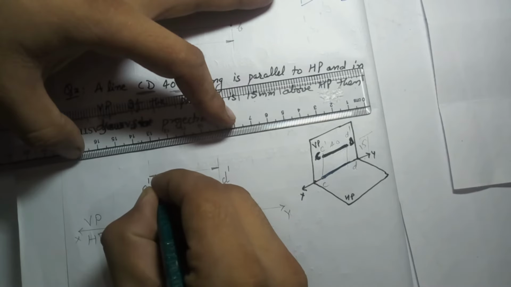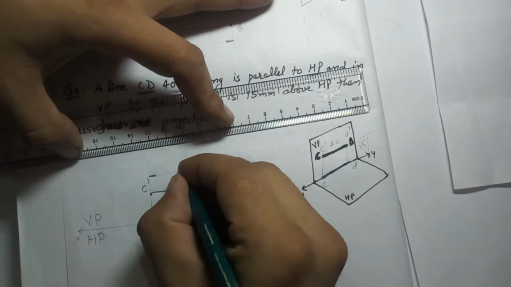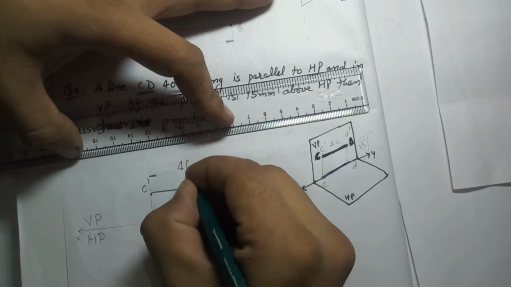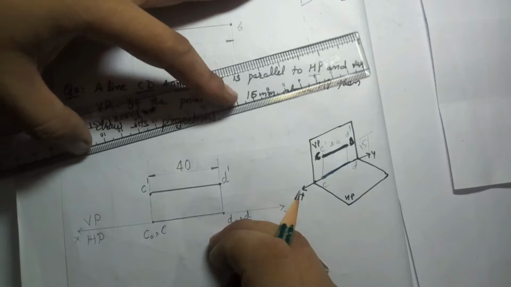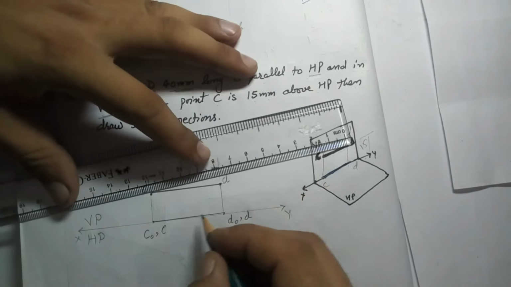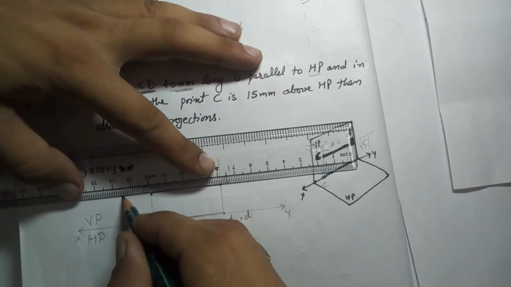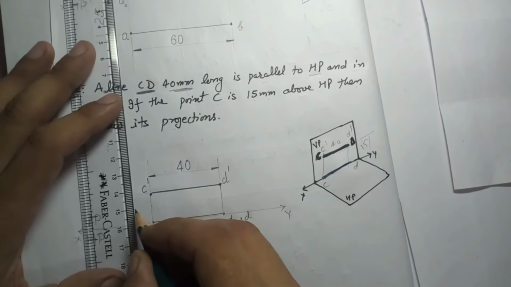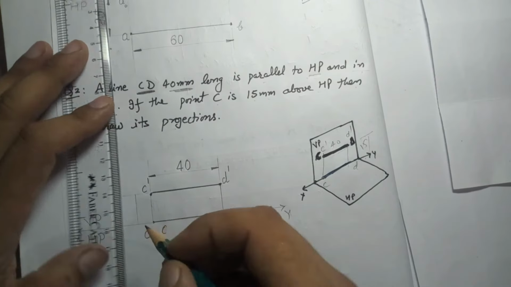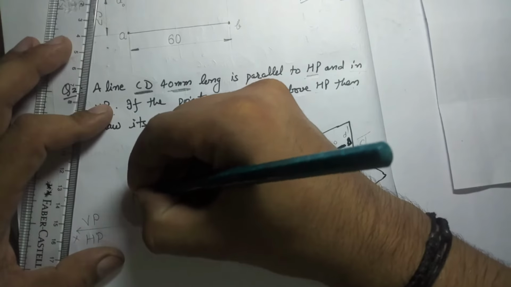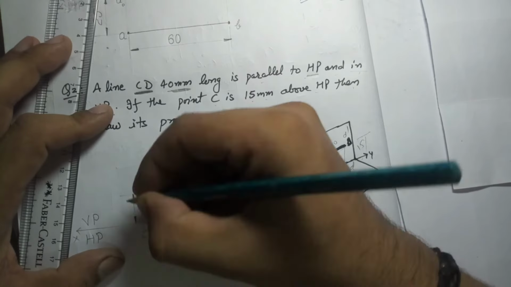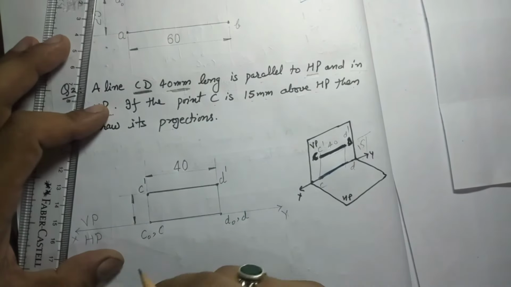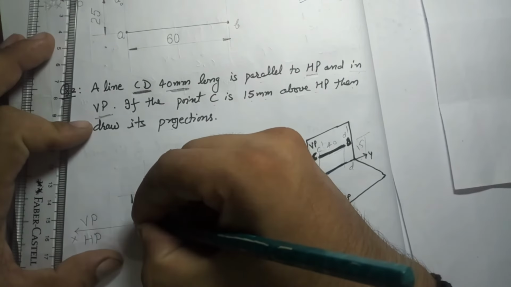Now we know the length of line 40. We will not write 40 again here. You have to give the dimension on one side only, otherwise it will be unnecessary dimensioning. 10 mm gap, use proper rules of dimensioning and try to solve one diagram within 10 minutes only. In exam you will not get more than 10 minutes. This is 15 mm.